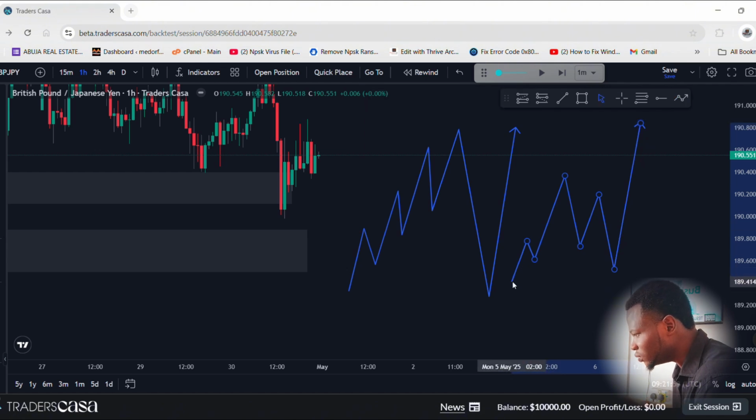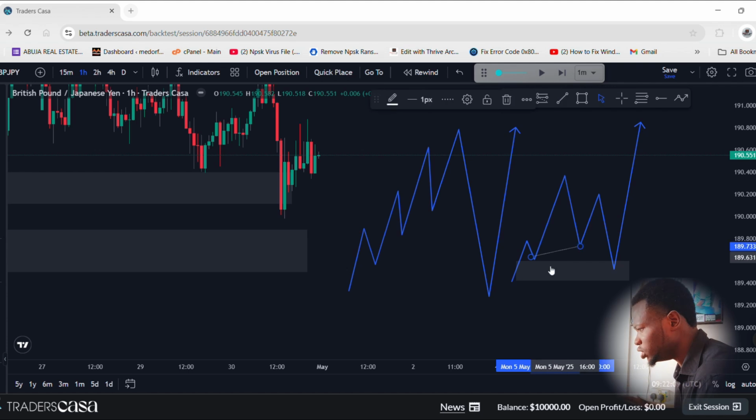Right? So what is price actually looking for? There will be an order block here, right? Price is just looking to clear this liquidity level. This is a liquidity level, right? I'm going to be doing a separate video explaining liquidity.